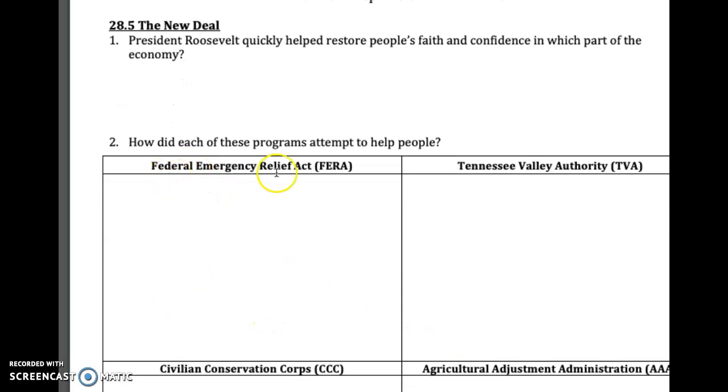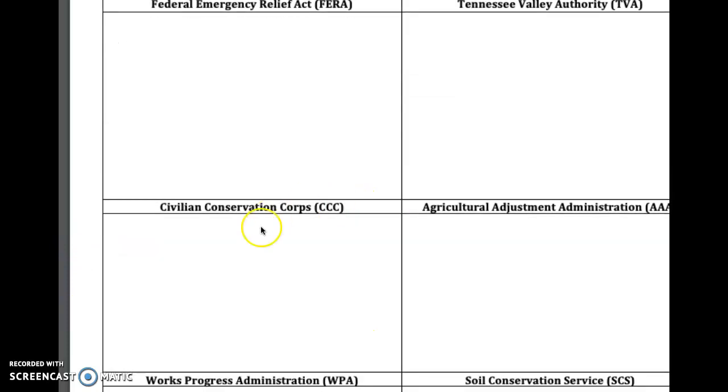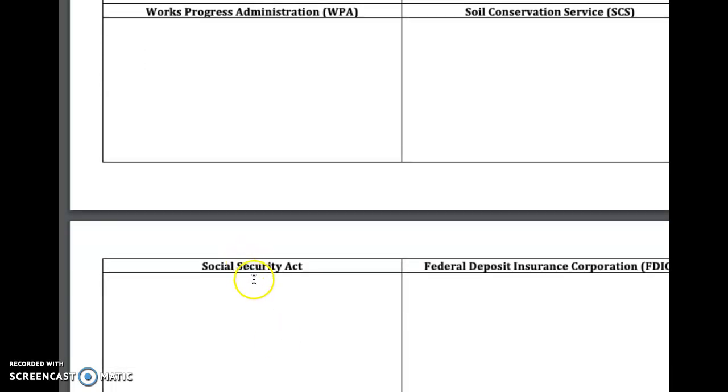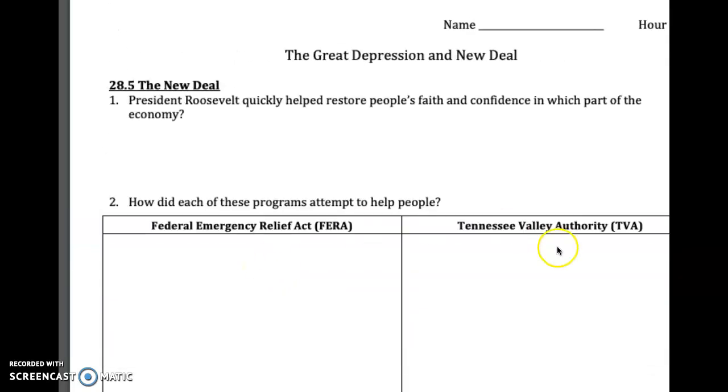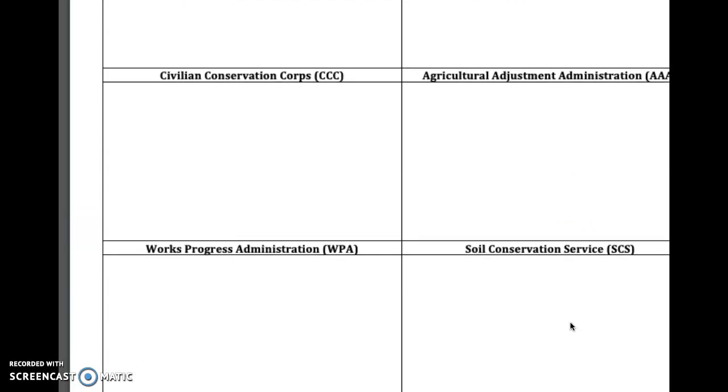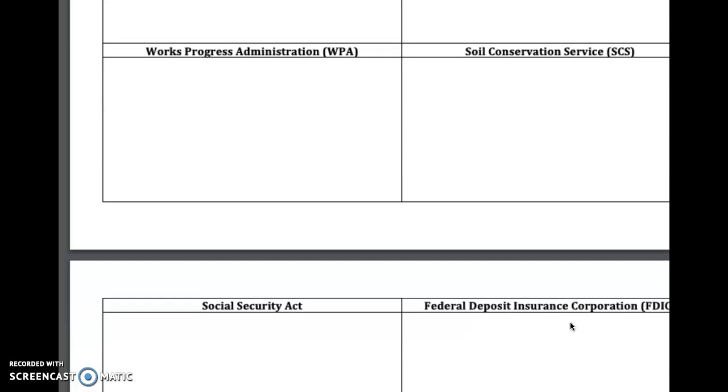So you're going to read about what the Federal Emergency Relief Act was. Then you're going to explain how did it attempt to help people. And then you're going to read about the CCC, the Civilian Conservation Corps, and you're going to write down what did they do to attempt to help people. And then WPA, and then Social Security Act. And then you go back up to the top and it'll be Tennessee Valley Authority, Agricultural Adjustment Administration, Soil Conservation Service, and the Federal Deposit Insurance Corporation.